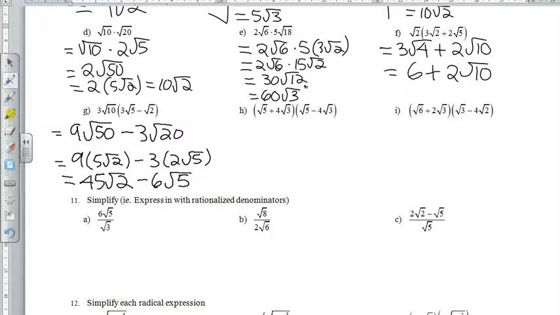Can you go over that one again? Last one? Yeah. Okay. So 3 times 3 is 9. Root 10 times root 5 is root 50. 3 times 1 is 3, and then you get root 20. Root 50 is 5 root 2, okay, because it's 25 times 2.